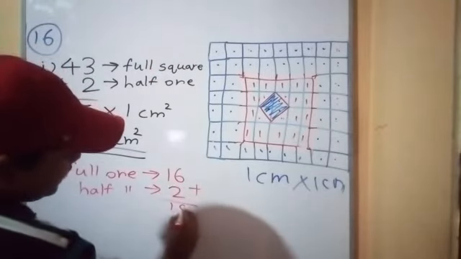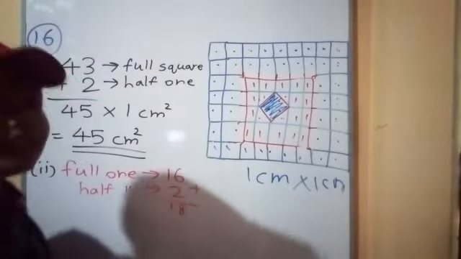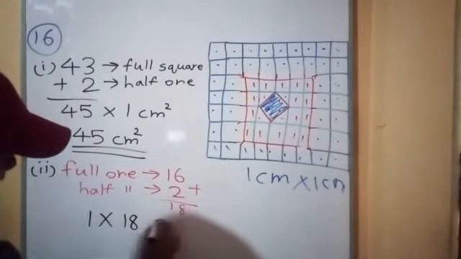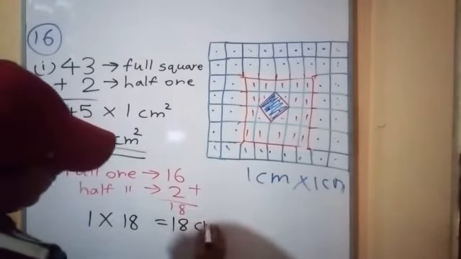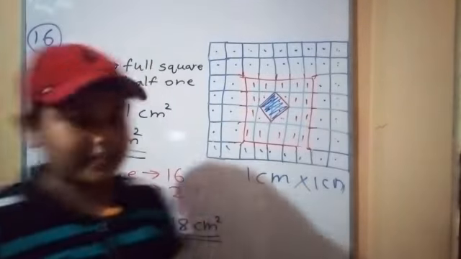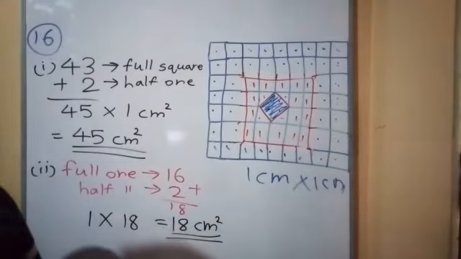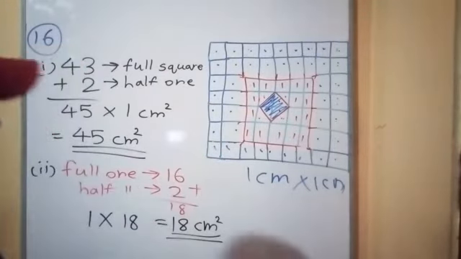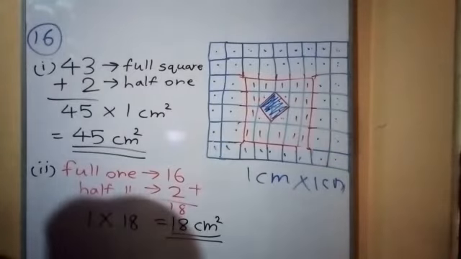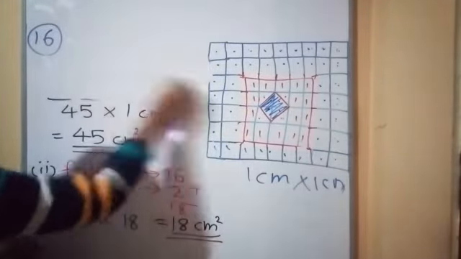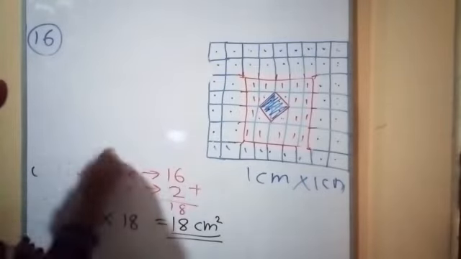Add together, 18. What does that mean? 1 multiplied by 18, the answer is 18 square centimeters. Okay, the first and second ones are finished, that is discussed.